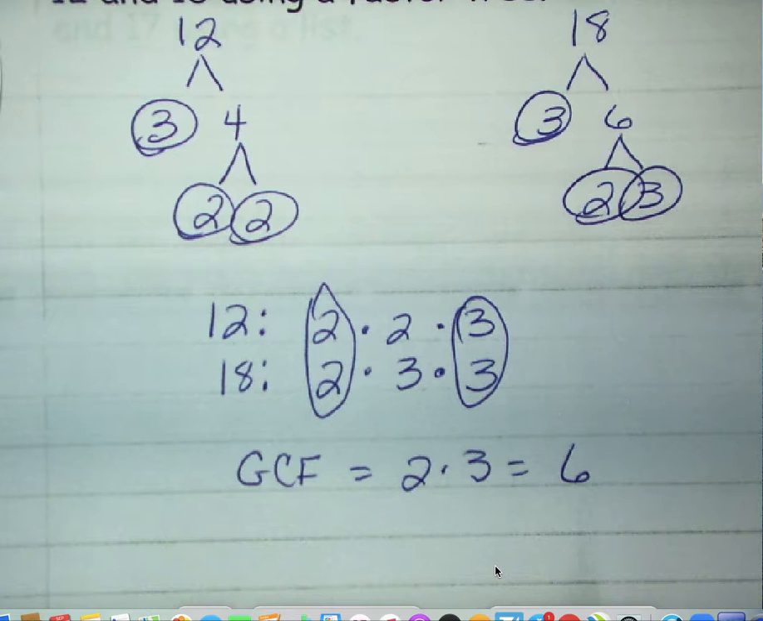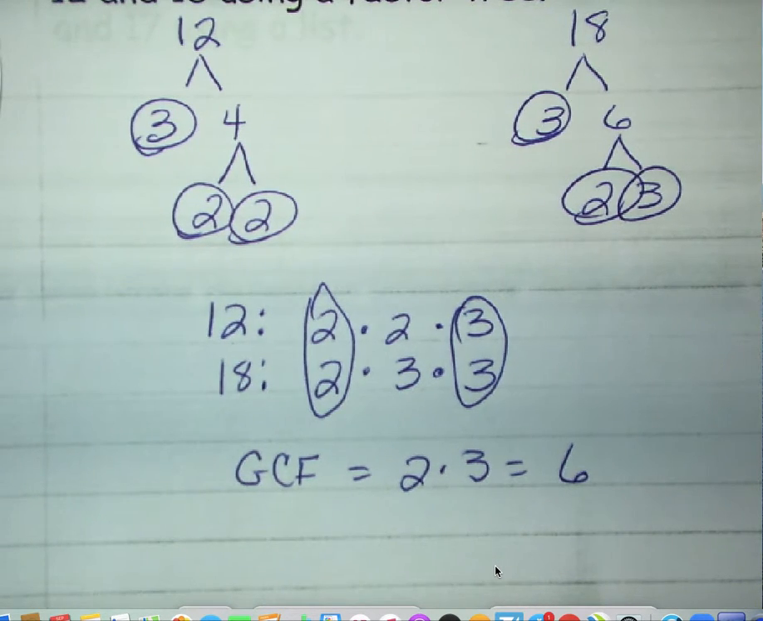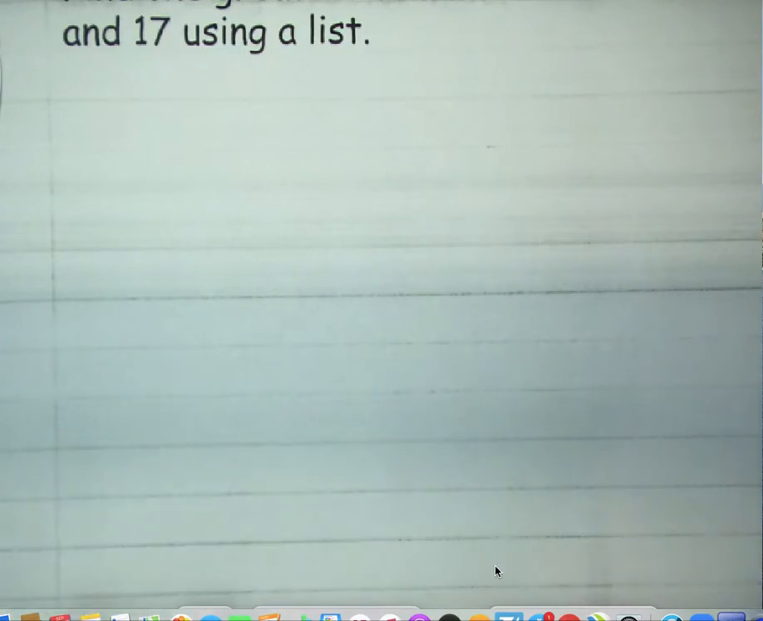Which is what I found when I listed it, which was what I found when I used the ladder diagram. Now, do I care which method you use? No. My personal favorite is the ladder. Okay? I think it's the most simple. But you can use ladder, you can use factor tree, or you can use listing, whatever you prefer. Okay?